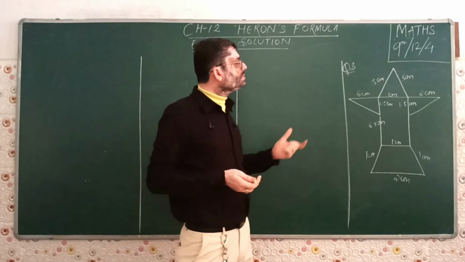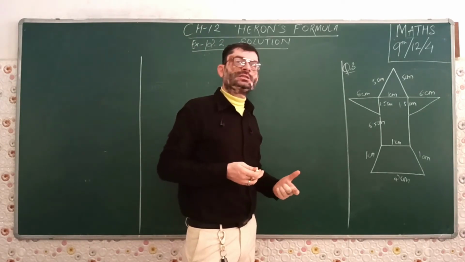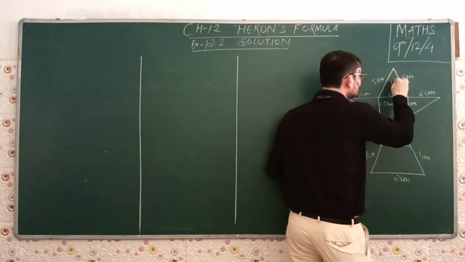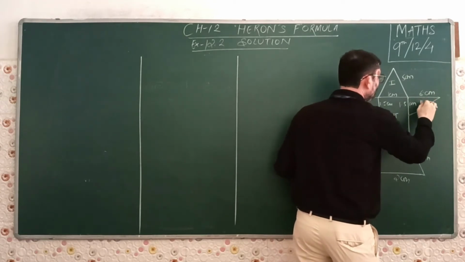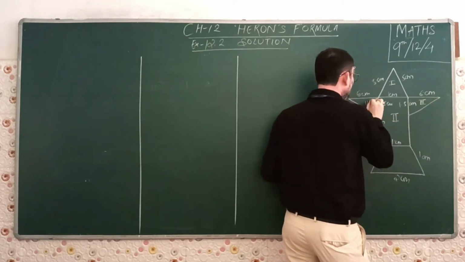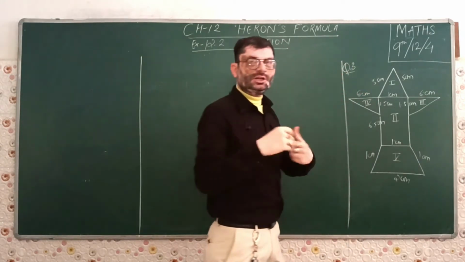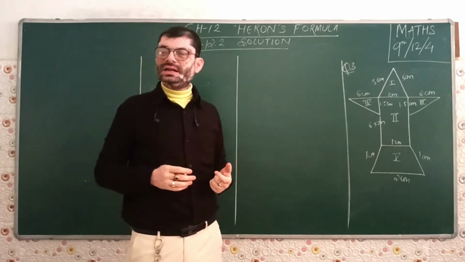Now if we observe the aeroplane very minutely, the total aeroplane has been divided into 5 parts. What are the 5 parts? Let's see. This is part 1. Say this is part 2. This is part 3. This is part 4. And this is part 5. These are the 5 parts into which the total aeroplane design has been divided.